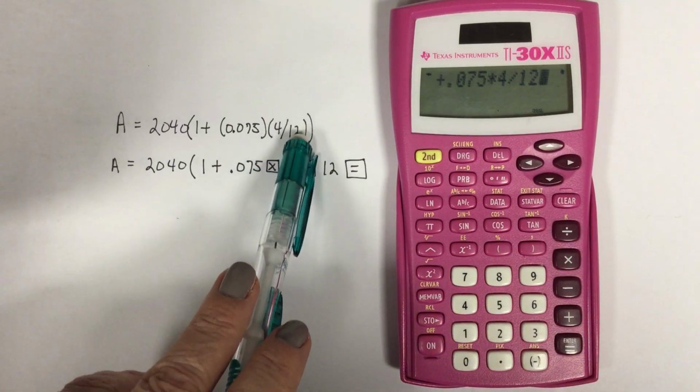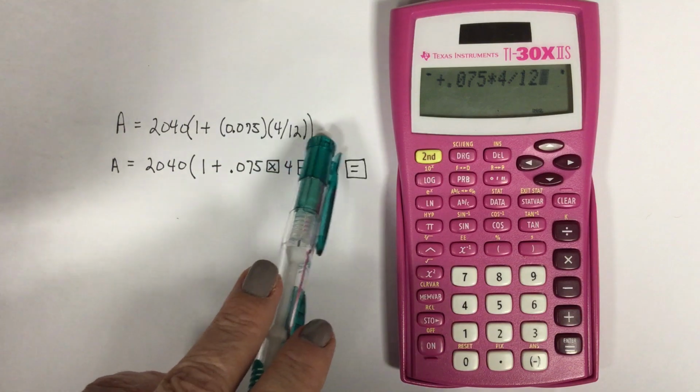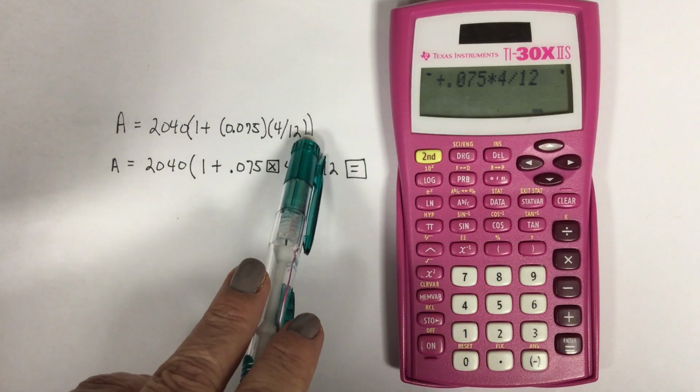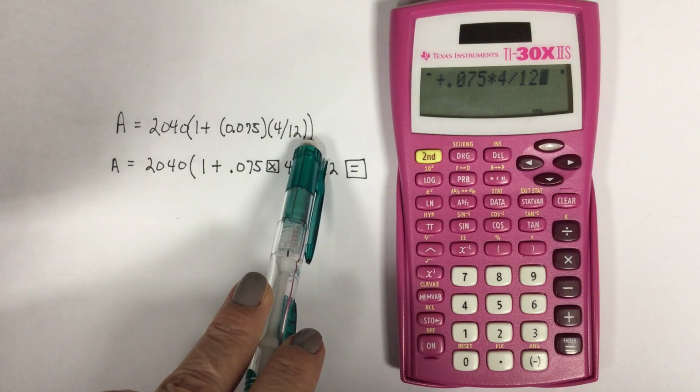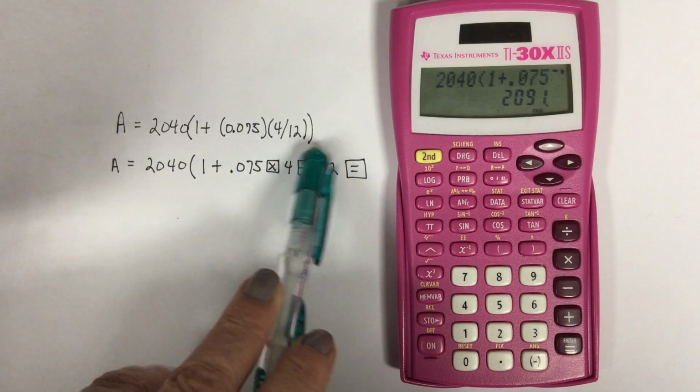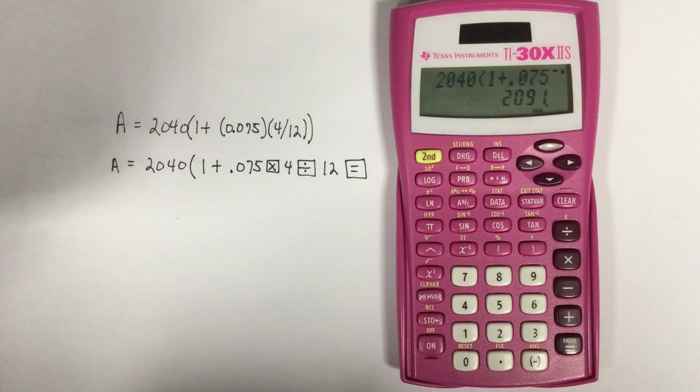And then that's the end of the multiplication, and because it's the very last thing in our expression, we're ready to hit equal, so we don't even have to close that last parentheses, although you can if you want to, but you don't have to. So equals, and this time we got $2,091 exactly.